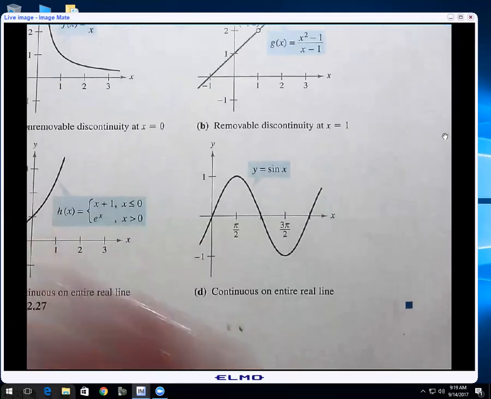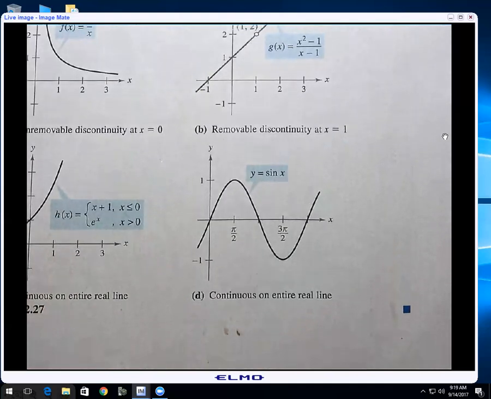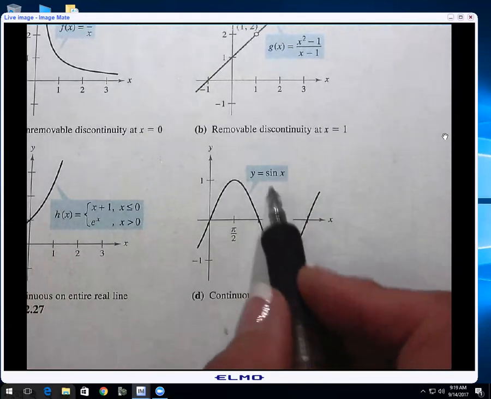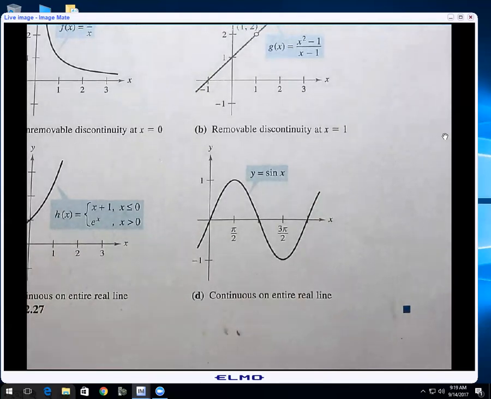And then here's a function that's continuous on its entire line. Sine is continuous from negative infinity to infinity.